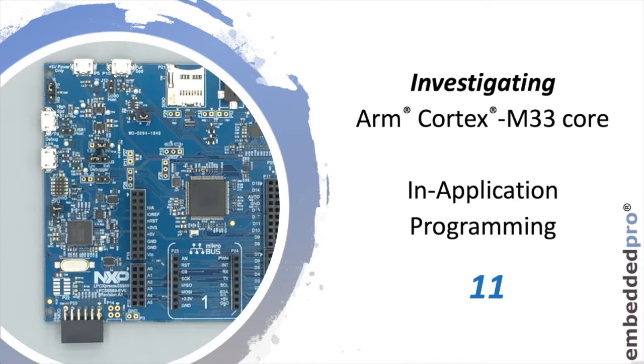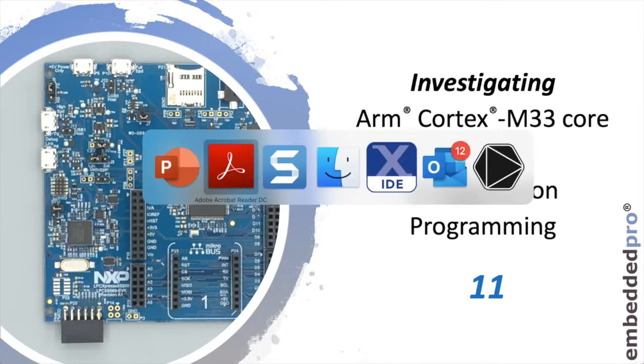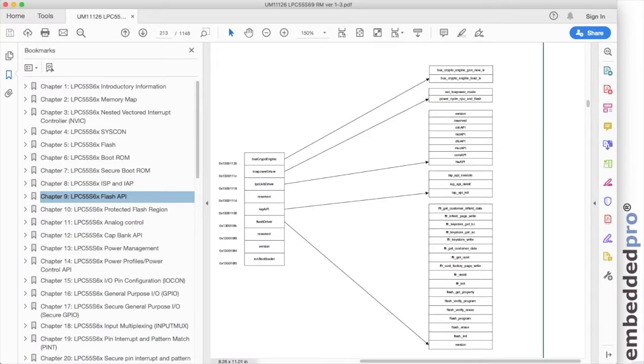LPC55S69. Well, let's begin by looking at the documentation for the in-application programming ROM. And this is in the user manual for the LPC55S69. So let's open that now. And here I am in chapter 9 of the user manual. It's the Flash API section. It's a very convenient drawing that shows us the user ROM inside the part.